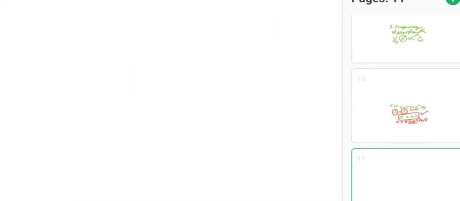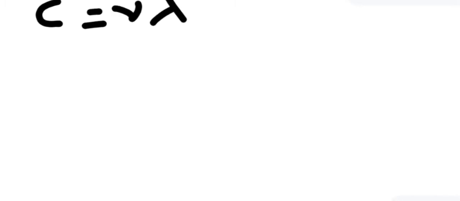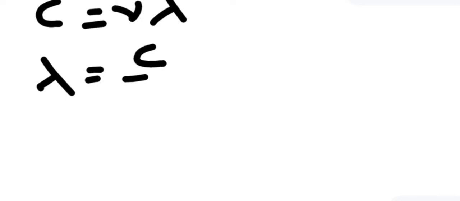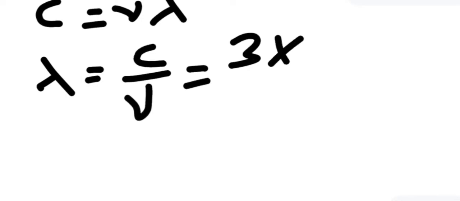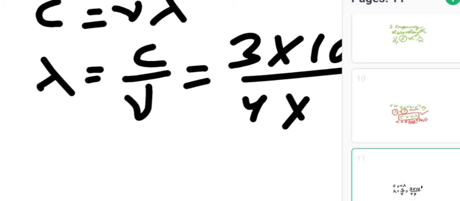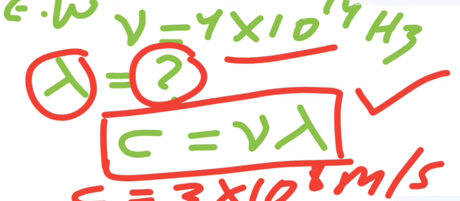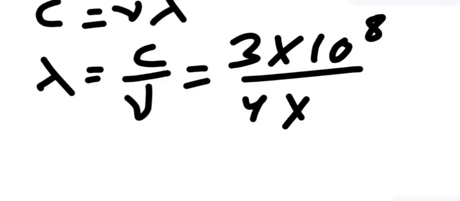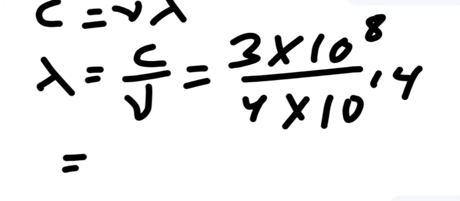So let me work it out. According to the formula C equal to nu lambda, lambda will be C by nu, where C is 3 into 10 to the power 8 meter per second, and nu is 4 into 10 to the power 14 hertz. Let me check, yes, that is correct. So let's take 10, so it will become 30.